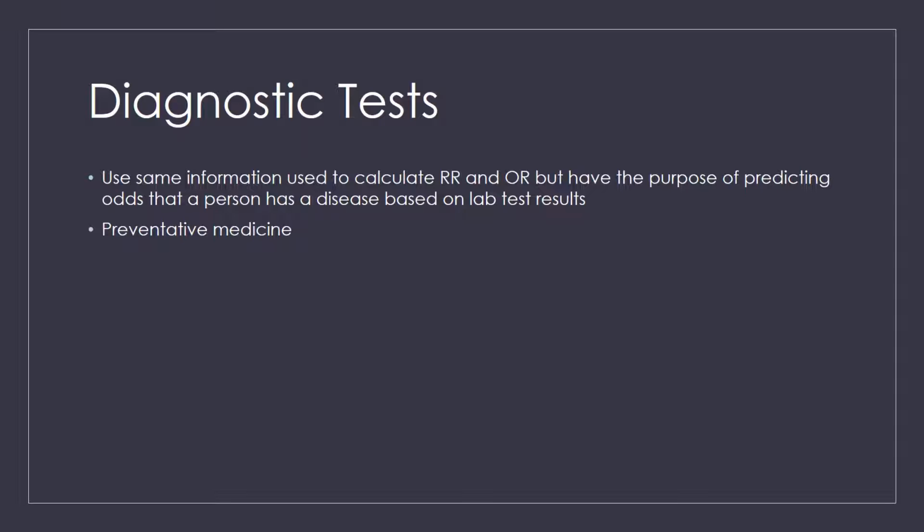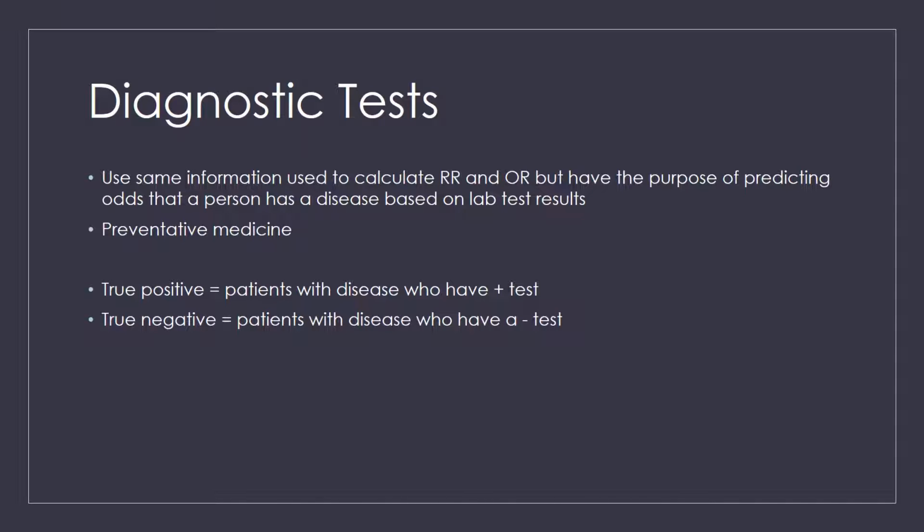The purpose is to predict the odds that a person actually has a disease based on the results of a lab test. So we tend to think that lab tests are always correct, but that's not actually the case. There are sometimes mistakes made. The tests rarely are 100% correct all of the time. So often these are used in preventative medicine. So here are a few definitions before we go into the sensitivity and specificity, which are what we're really going to be keying in on.